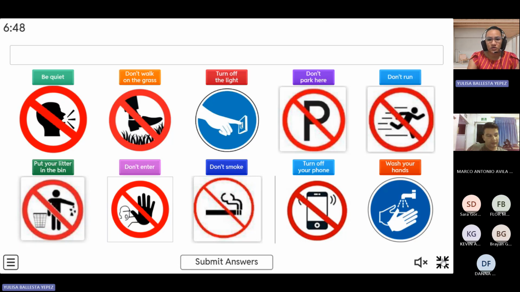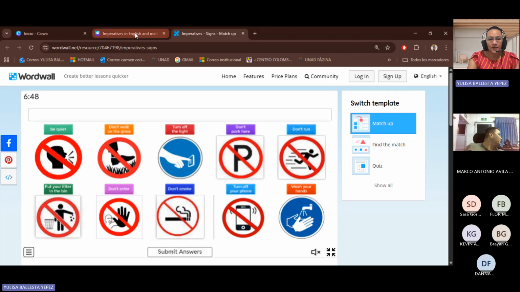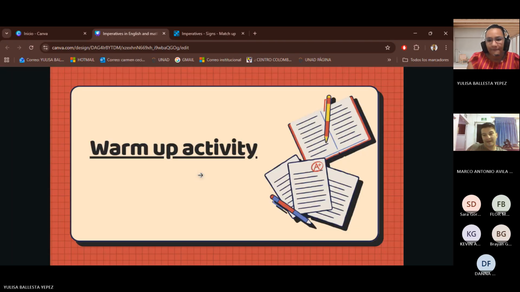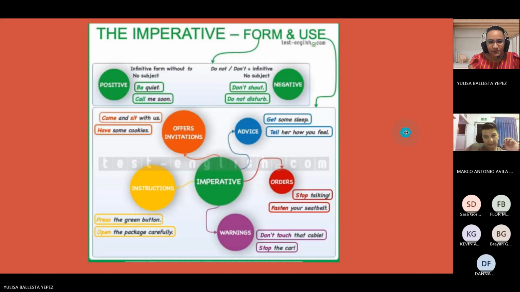So to continue, we are going to show you the next part. I'm going to switch to Canva so you can see the next part. As we did the imperative and the warm-up part, we're going to continue with the explanation. Okay, can you see this image? The imperative form use? Yes, teacher. Okay, I will need your help to read this.